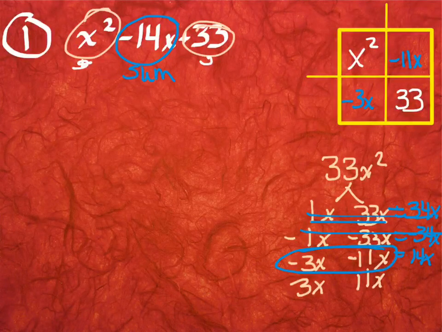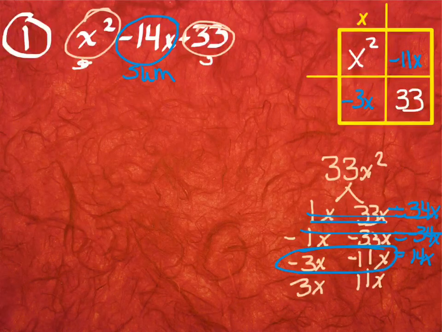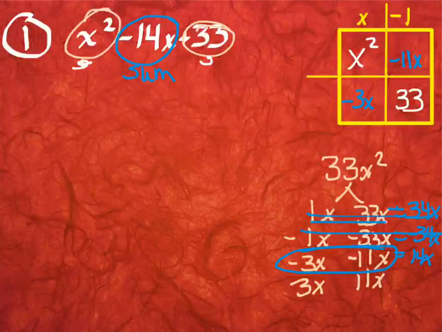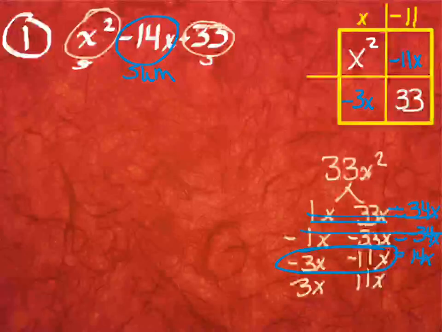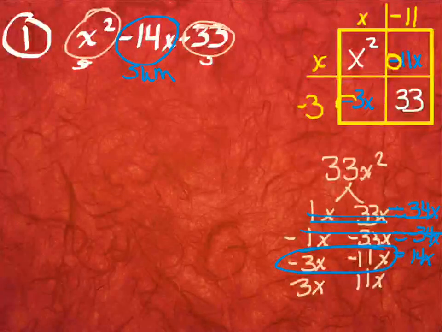So x squared and negative 3x, the common factor is an x. And you take the sign of the one that's closest. And so the sign was positive on the x squared, so we wrote a positive x. On negative 11x and 33, the common factor is 11, and we're going to take a negative because this is negative here. Now let's do the rows. X squared and a negative 11x, I guess it's a common factor of an x. Negative 3x and 33, this is a common factor of a negative 3 because the closest sign is negative.